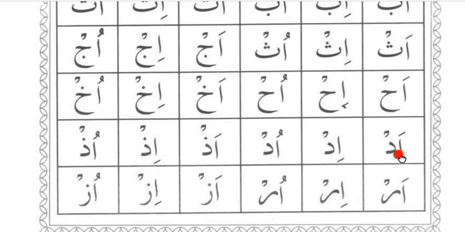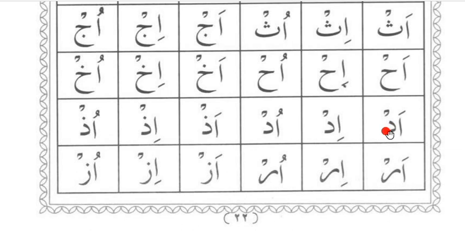Alif da ad. Not da, dal. Alif dal ad. Alif dal id. Alif dal ud. Alif zal az. Alif zal iz. Alif zal uz. Alif ra ar. Alif ra ir. Alif ra ur. Alif za az. Alif za iz. Alif za uz.